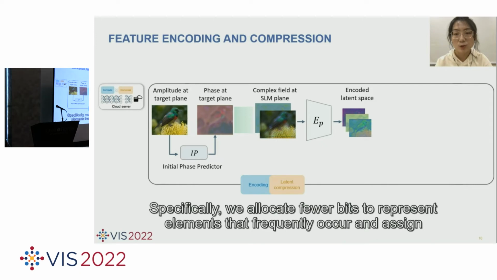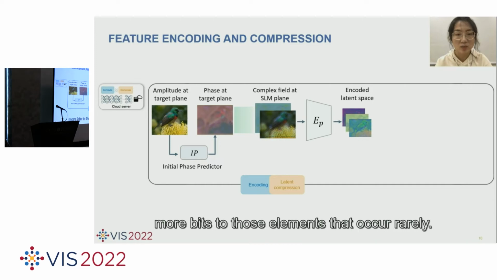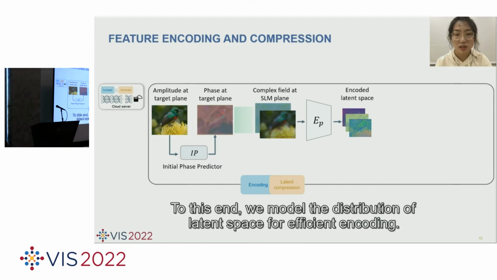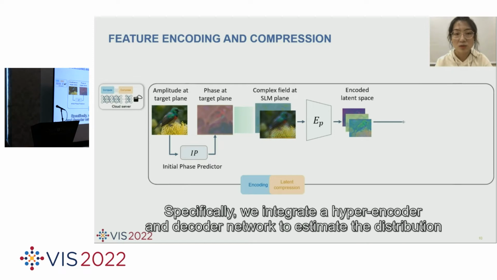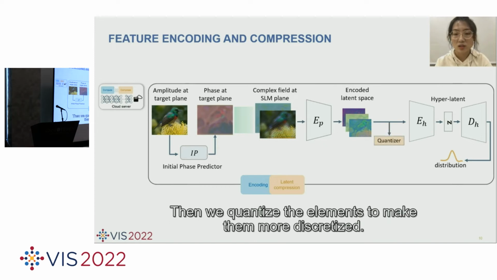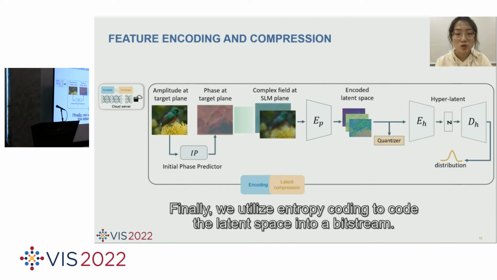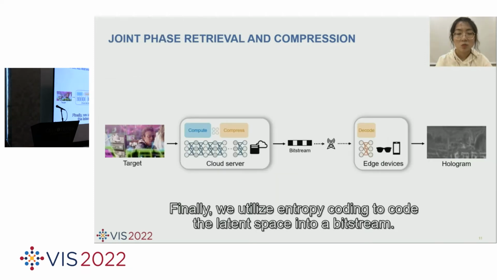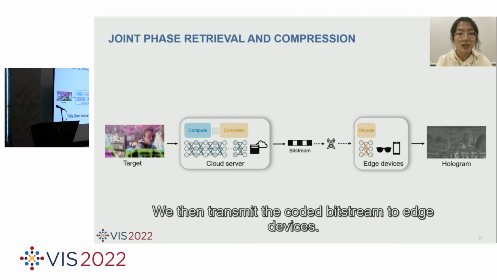Specifically, we allocate fewer bits to represent elements that occur frequently and assign more bits to those elements that occur rarely. To this end, we model the distribution of the latent space for efficient encoding. We integrate a hyperencoder and decoder network to estimate the distribution of the elements within the latent space. Then, we quantize the elements to make them more discretized. Finally, we utilize entropy coding to code the latent space into a bit stream. We then transmit the coded bit stream to edge devices.